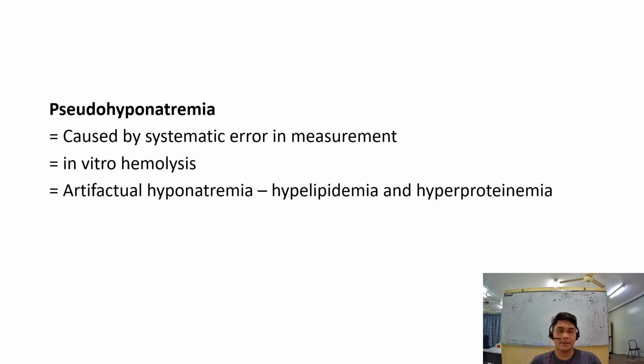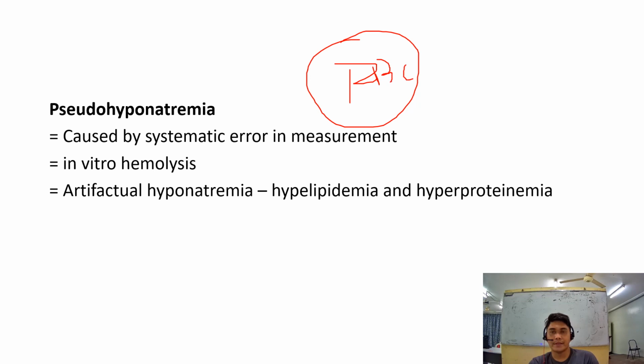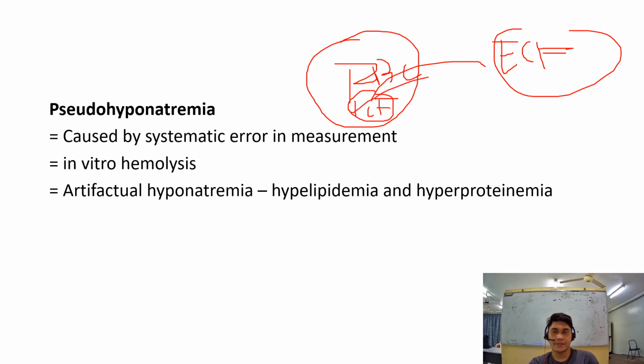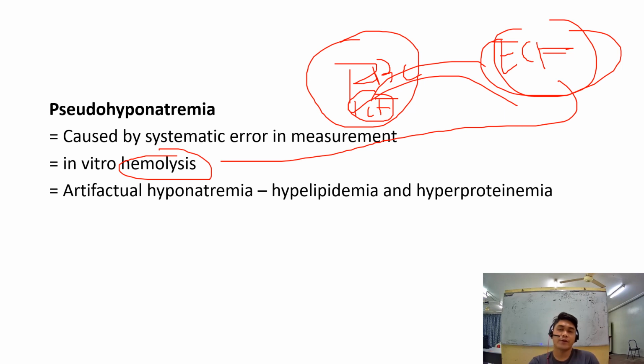Next is pseudohyponatremia. It's caused by a systematic error in measurement and by in vitro hemolysis. For hemolysis, meaning the destruction of red blood cells, your red blood cells contain ICF or intracellular fluid. So if there's damage or destruction of RBCs, this ICF will mix with your ECF or plasma. So there's an increase in extracellular fluid, meaning there is a dilutional effect on your sodium concentration. So hemolysis is associated with a dilutional effect on sodium concentration.